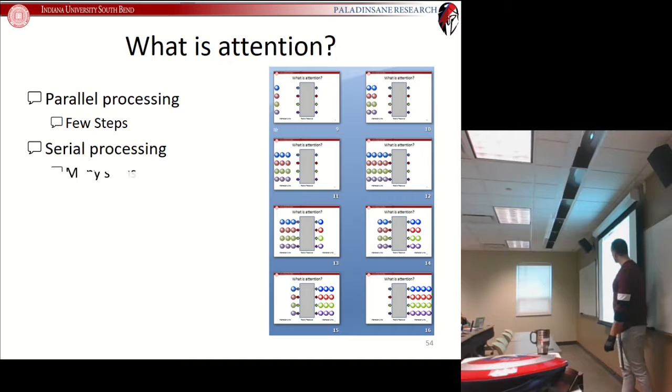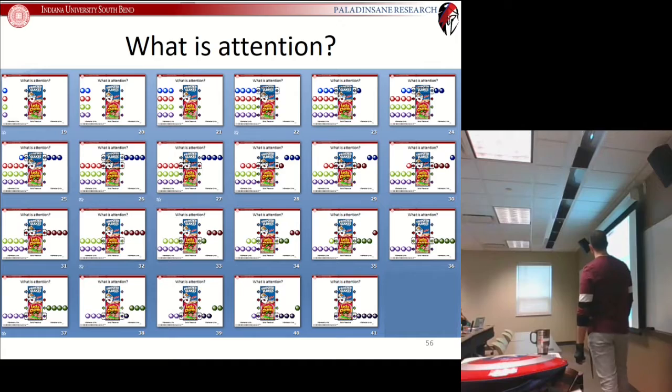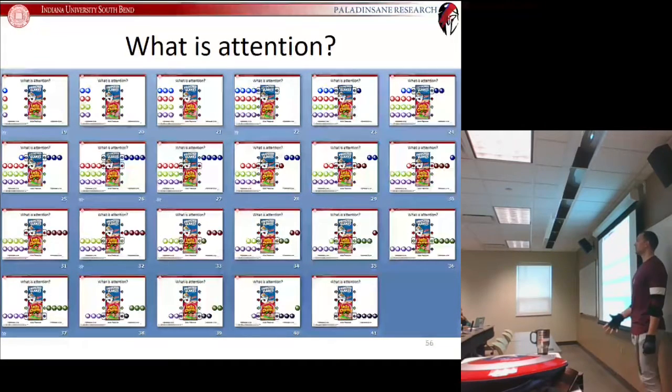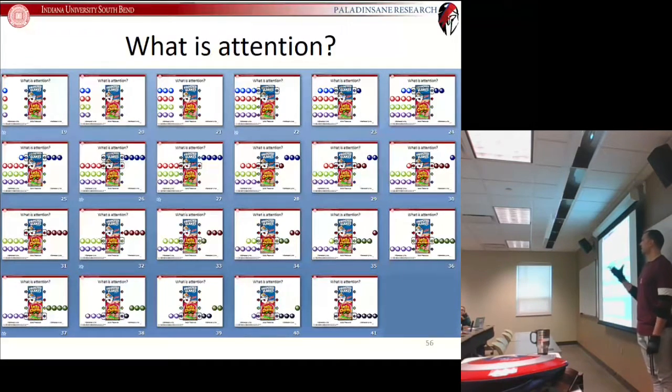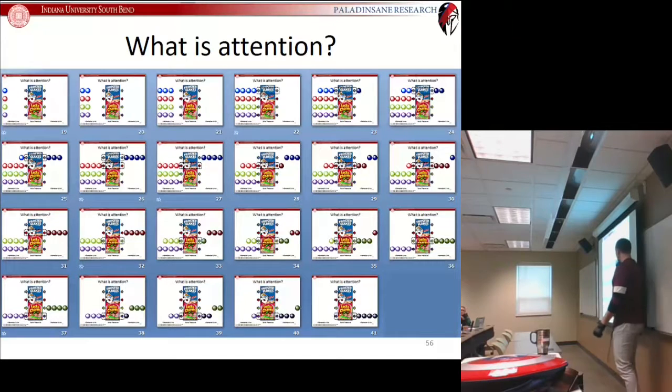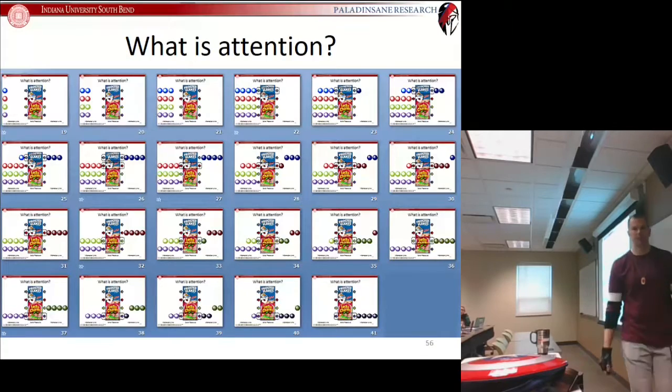A serial processor, on the other hand, requires many steps. So this is what was required for the serial processor to process the exact same information. And this is why serial processors take a lot longer, take a lot more time, and why when you're doing a task that involves serial processing, you can see the behavioral slowdown in terms of your ability to complete that task.